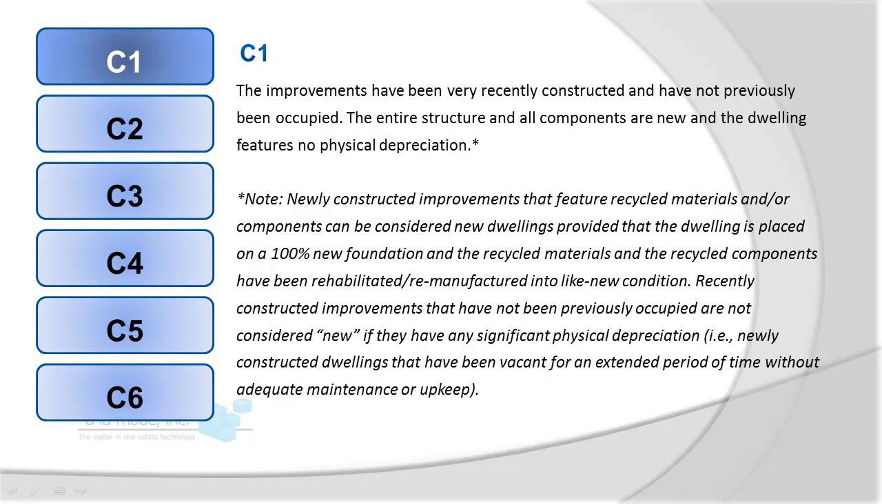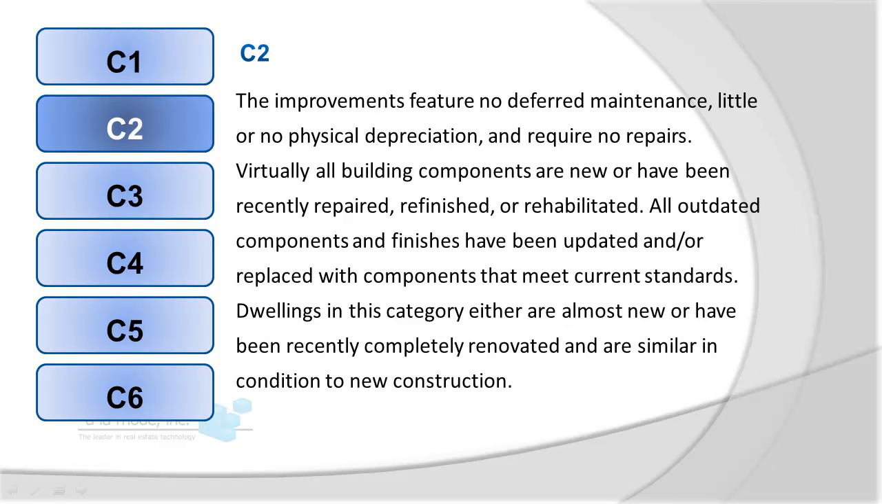And that'll be obviously your decision as to how that particular house stacks up. Contrast that with C2. No deferred maintenance, little or no physical depreciation, and requires no repairs. Virtually everything is recently repaired, refinished, or rehabilitated. Look at that last sentence. Dwellings in this category either are almost new or have been recently completely renovated and are similar in condition to new construction. Well, I'll go into a little bit more depth here in just a moment.